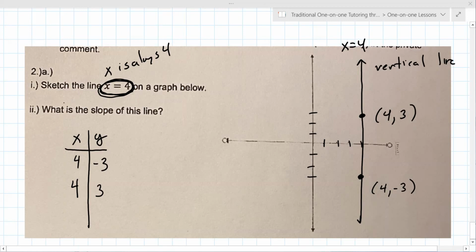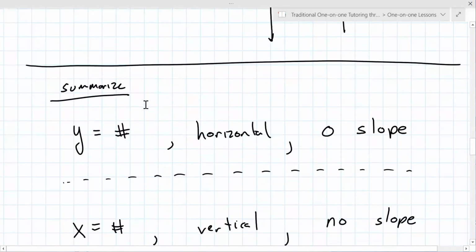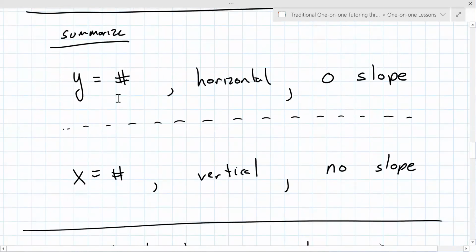Okay, so the last part here is to figure out the slope. So there's 2 options here. It's either 0 slope or it's no slope. So let's go back to our chart right here. First of all, is what we just graphed a horizontal or a vertical line?